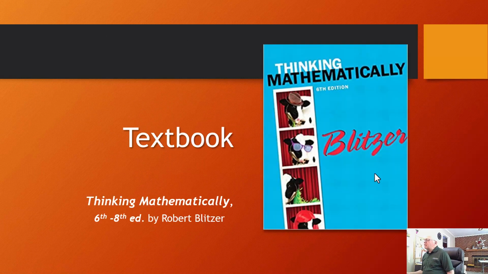This is one version of the textbook. Right now there are three different possible versions. There's the 6th edition, which is an older version. I think it's from about 2014, so it's a little on the old side, but it's not drastically different from the other ones. The most current one is the 7th edition, and there's also an 8th edition. Any of those will do fine, really.